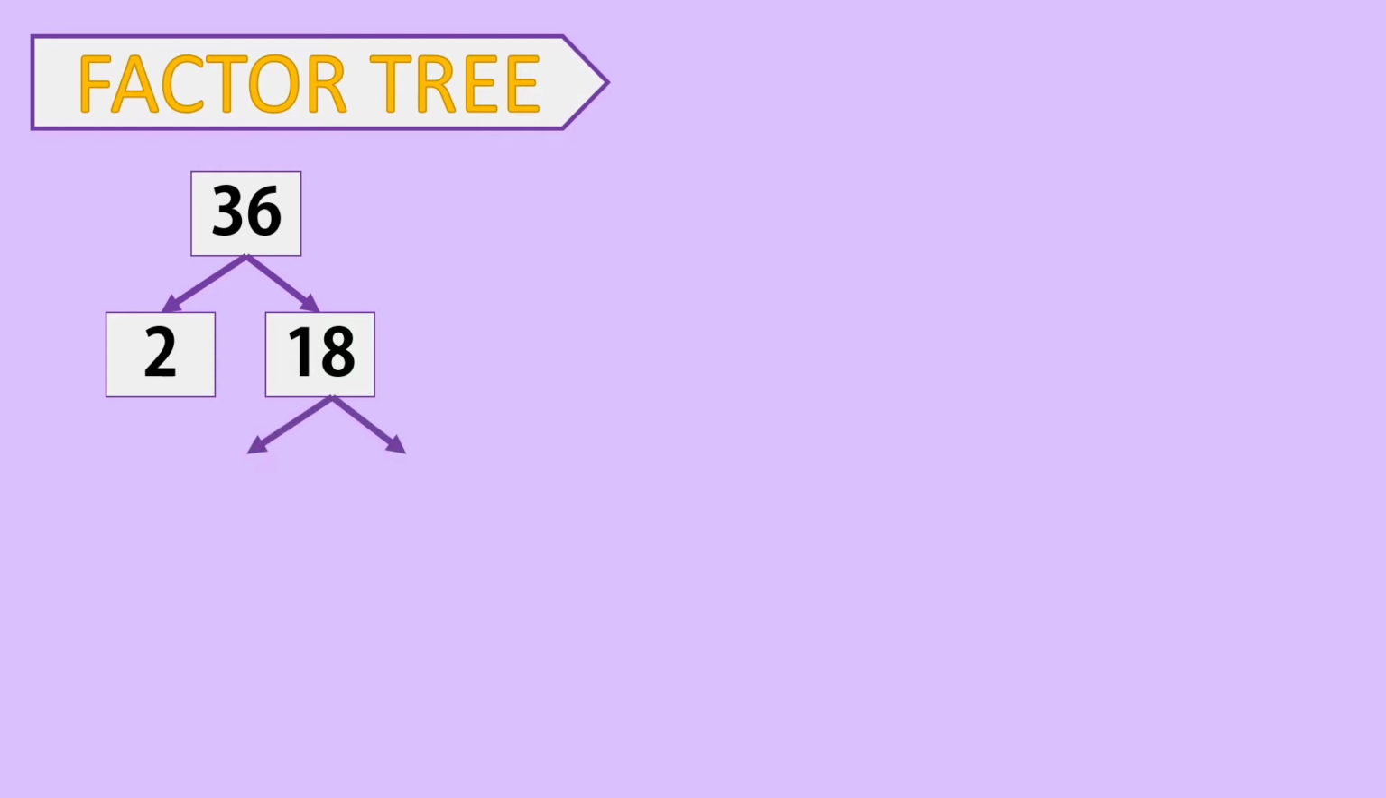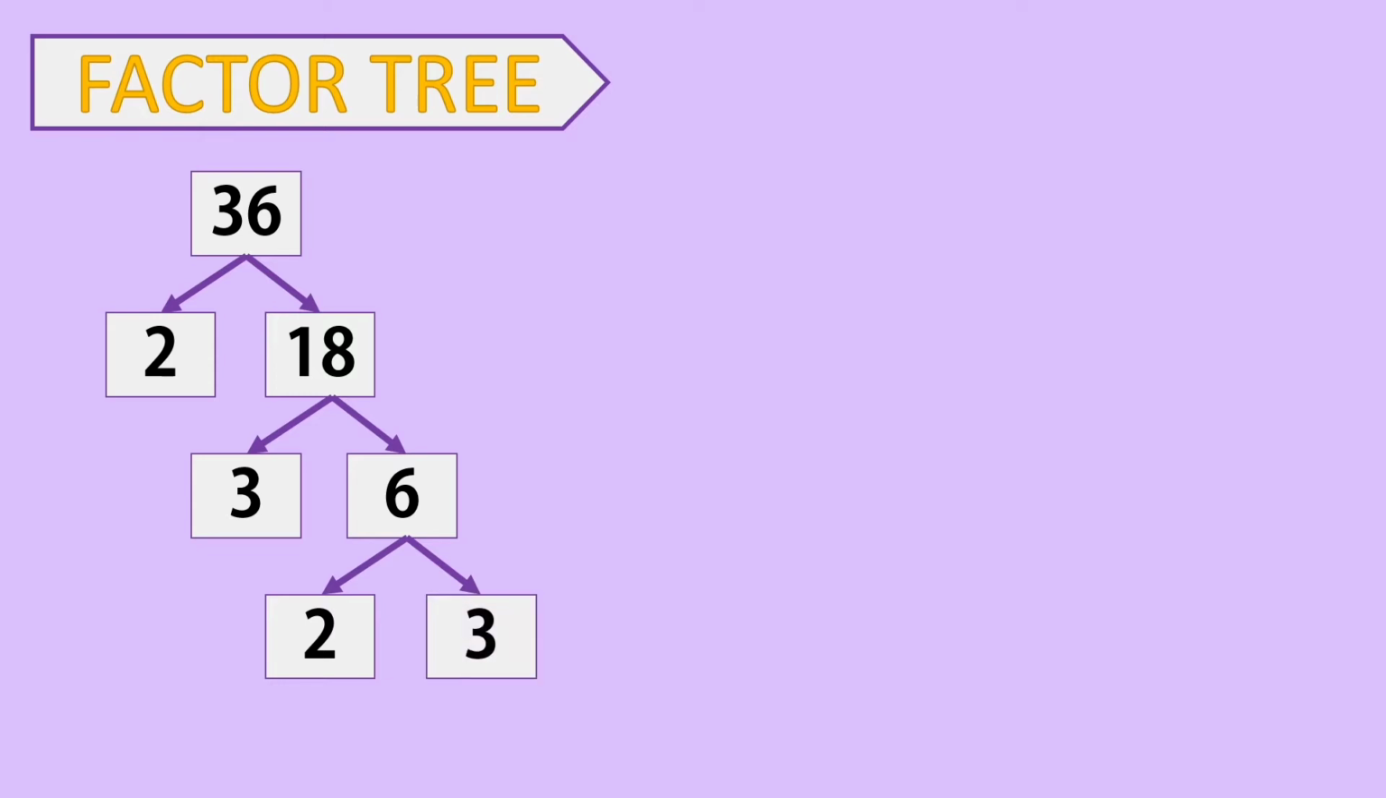We can use 3 and 6 as factors of 18 because 3 times 6 is equal to 18. Then let's leave 3 because it's already a prime number. Now, the factors of 6 are 2 and 3. All the remaining numbers are prime.